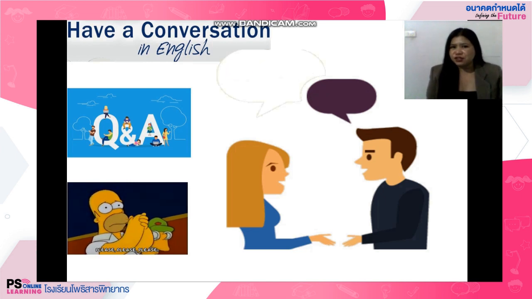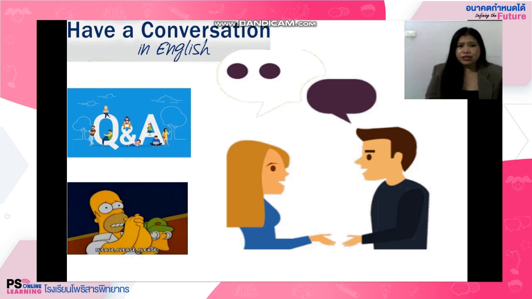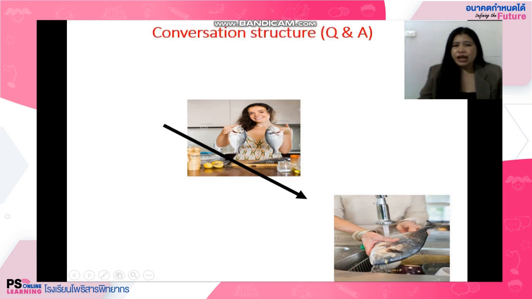into conversation. Okay. How are you going to use them in conversation? There are two ways. Okay. Look at the pictures on the left side. You have the words Q&A. Okay, and then below it, Bart Simpson is saying, please, please, please. Okay, what are those? So I will show you. There are only two conversation structures that you are going to study for this particular lesson today.